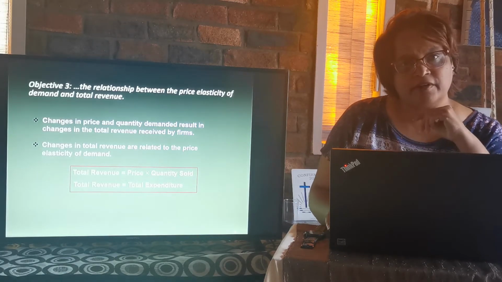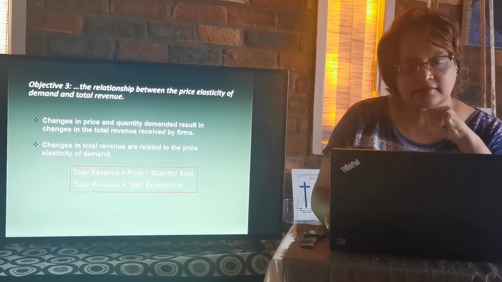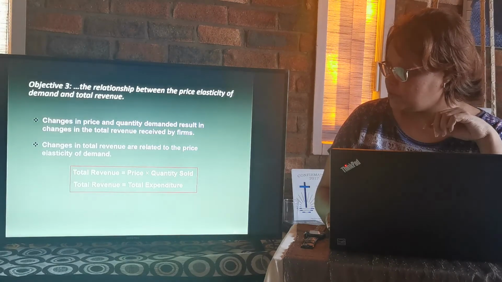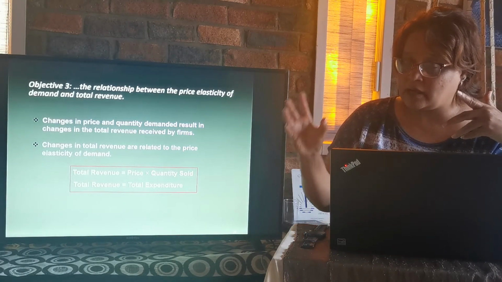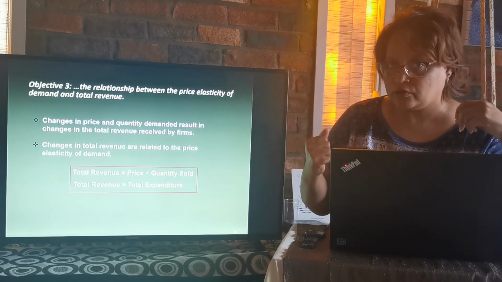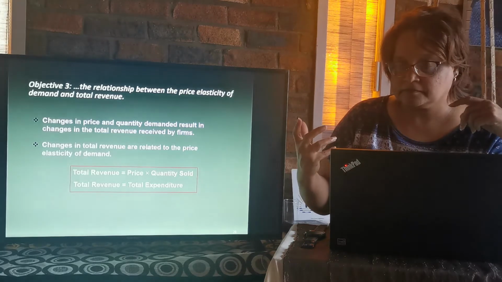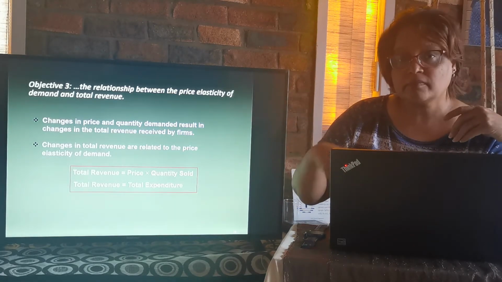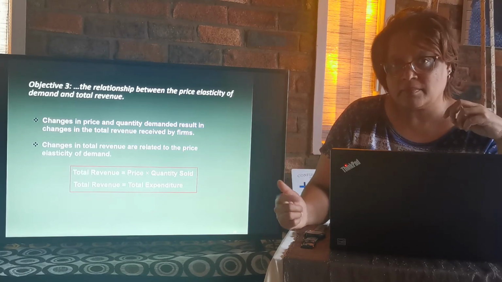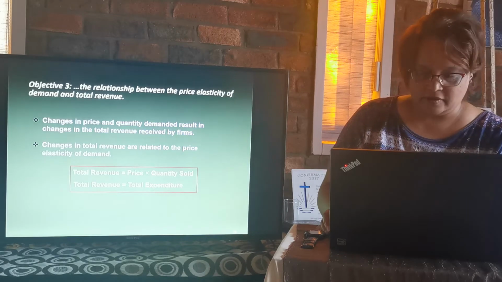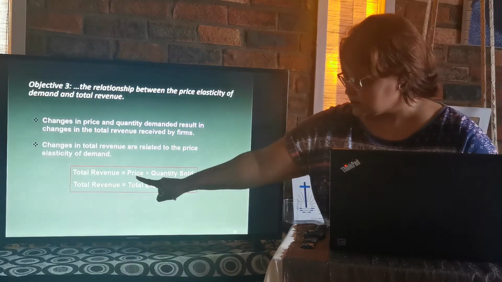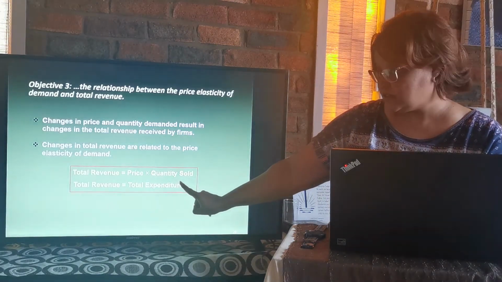So how does it affect your price elasticity? Changes in price and quantity demanded result in changes in the total revenue. If I change my price and keep the number of products that I'm selling, I will have an amount of revenue. Vice versa, the revenue will also be determined by the number of products that I'm selling, irrespective of the price I am selling it at. And that is done in the little block at the bottom. Total revenue is the price times the number of products that I'm selling.